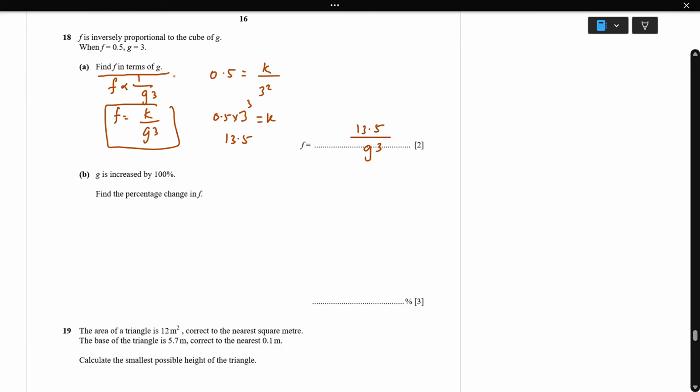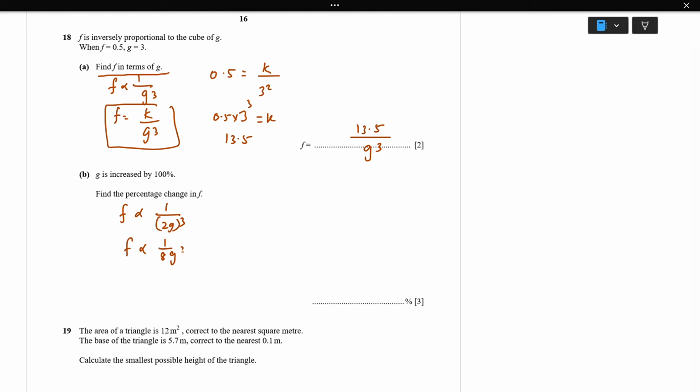So G becomes 2G. Okay, so F is 1 over 2G whole cubed. So 1 over 2 cubed is 8G cubed, so 1 over 8. We'll convert that into a percentage, which is 12.5. The rest is going to be F. So the percentage increase of F is 100 minus 12.5, which is 87.5.